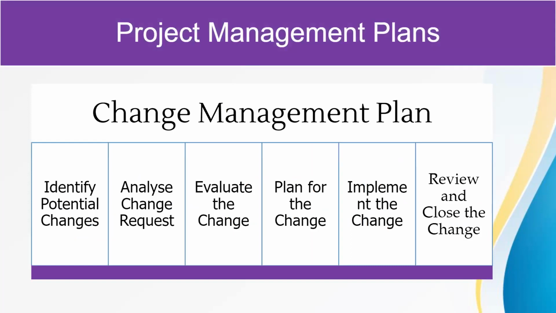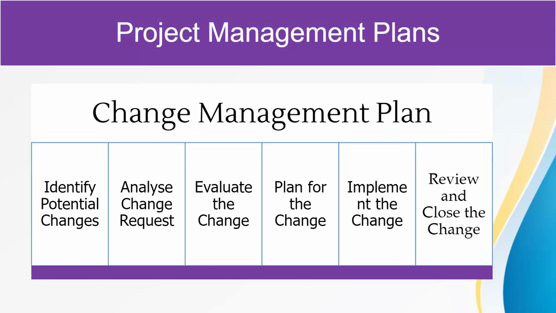We've got the change management plan. The change management plan helps us to identify potential changes and analyze change requests. There might be changes on a project. Of course, we plan a project very well, but it may not go exactly as planned. There might be requests for changes in some of the scope or some other aspect of the project. So we need to firstly identify the potential changes, analyze the change, evaluate the change, plan for the change, and implement the change. So it helps us to clearly define that.